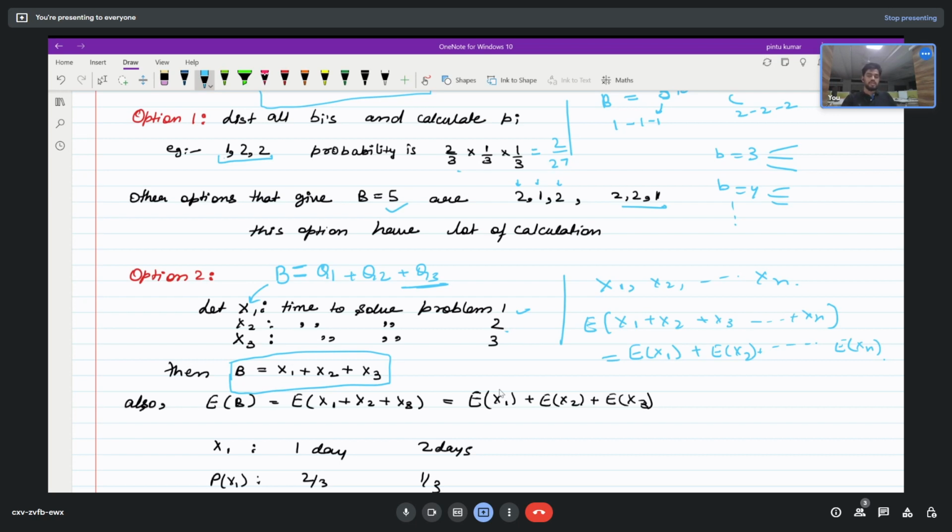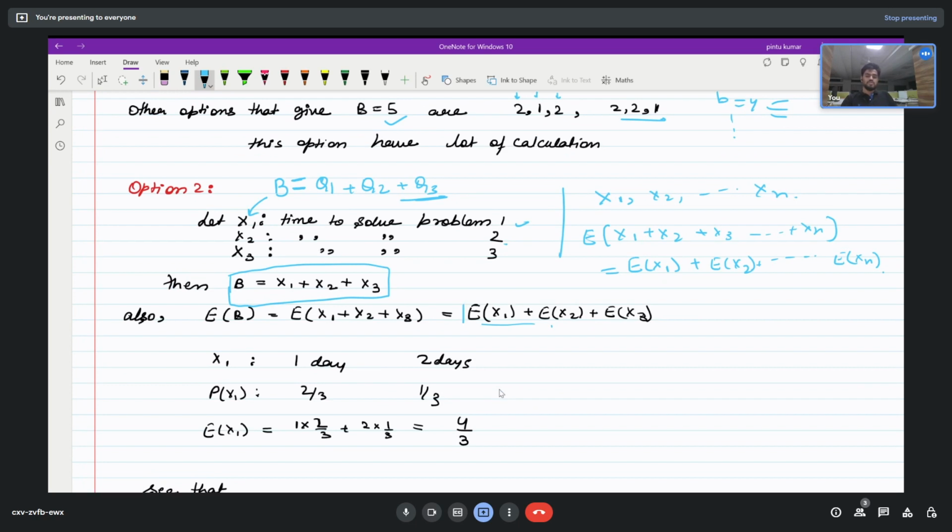Now, as I mentioned, we can split them this way. Let's try to find one of these, x1, and we'll see what happens to the others. So x1 is the time to solve question 1. The time to solve question 1 can be 1 day or 2 days as per the question, with probability 2 by 3 and 1 by 3.